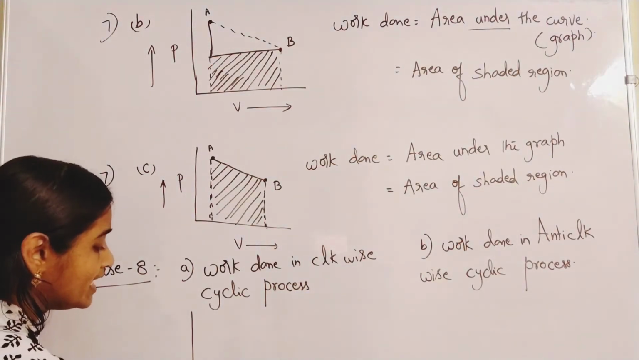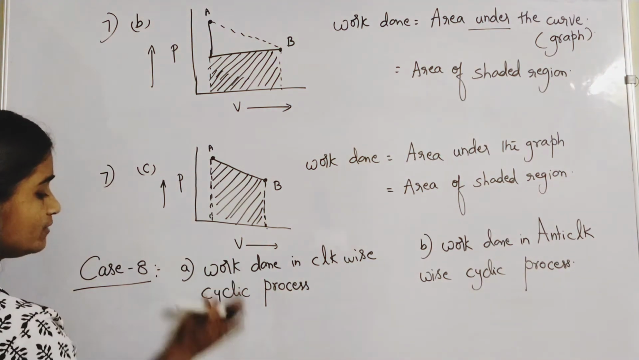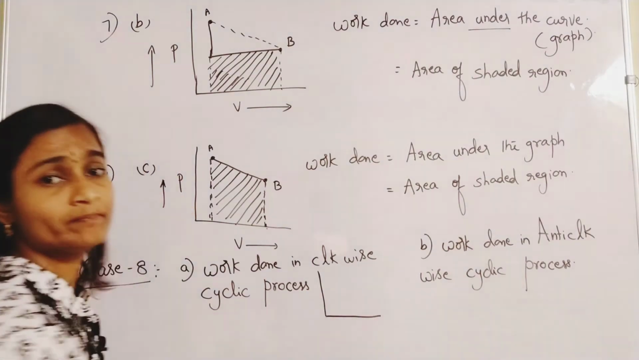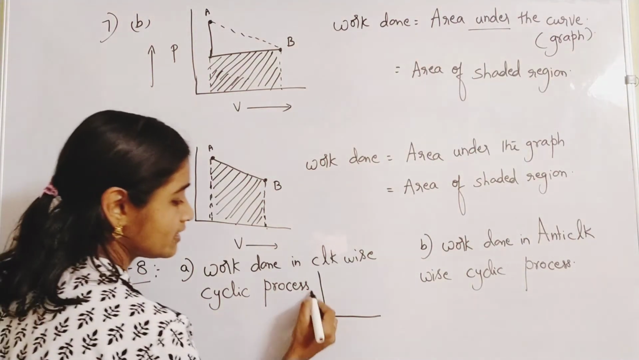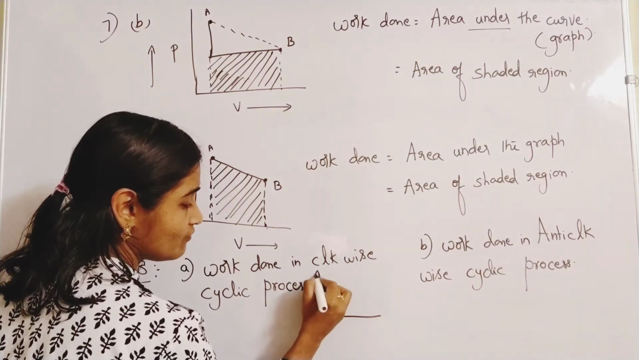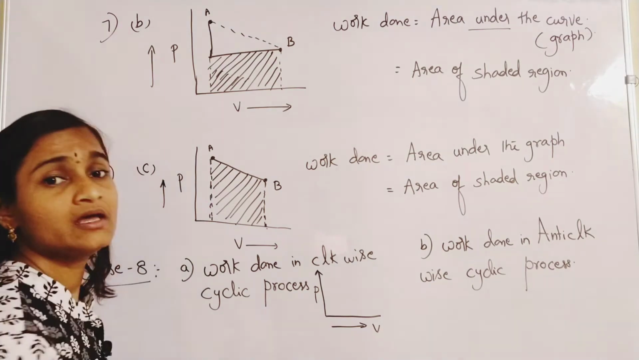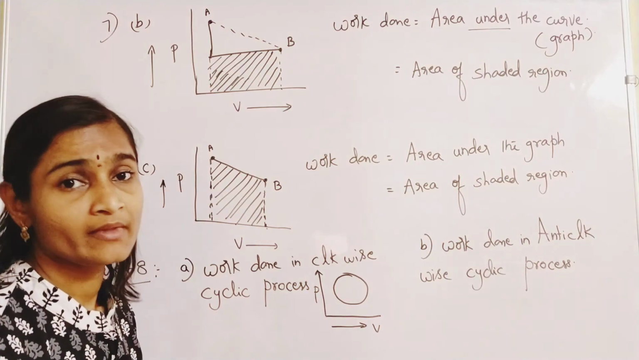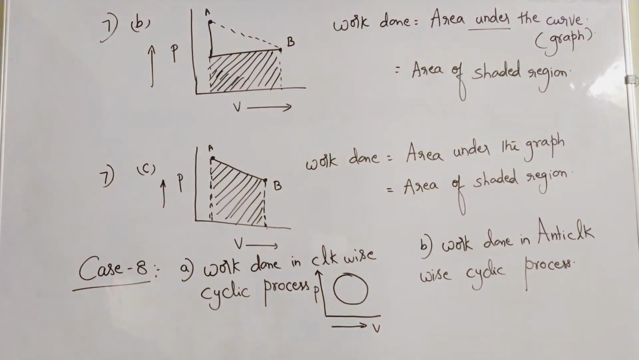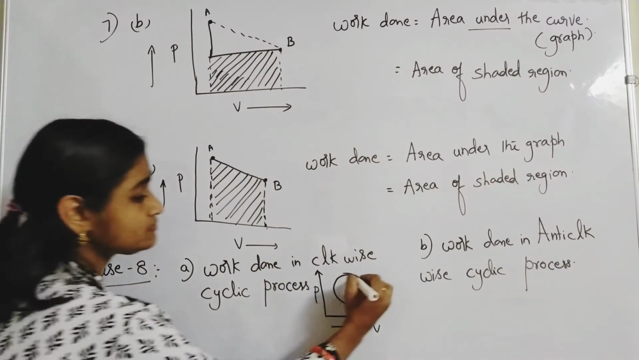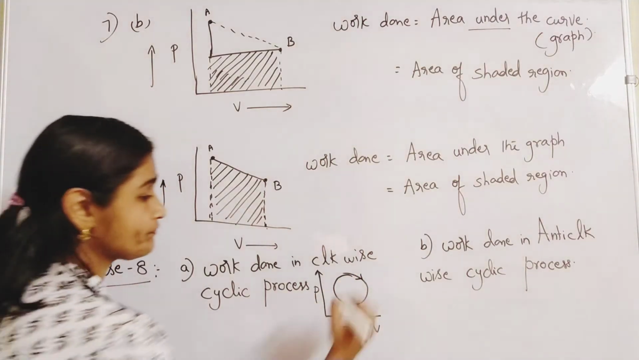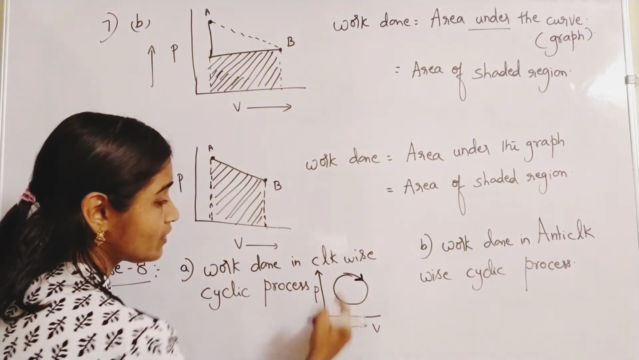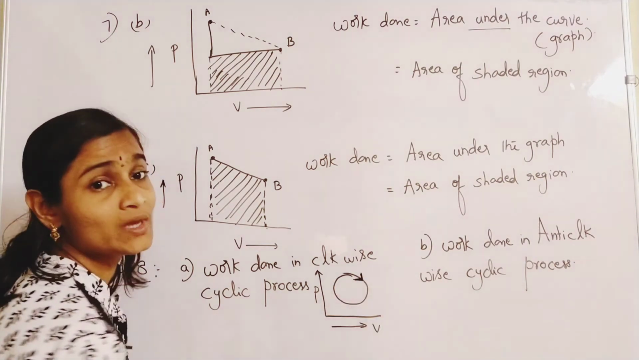Okay, the graph will be like this. I think you cannot see it, so I am drawing it here, a small one. Same as before, pressure is taken on the y-axis and volume on the x-axis. A cyclic process is a circle, drawn in the clockwise direction. You can see this arrow: work done in the clockwise direction.